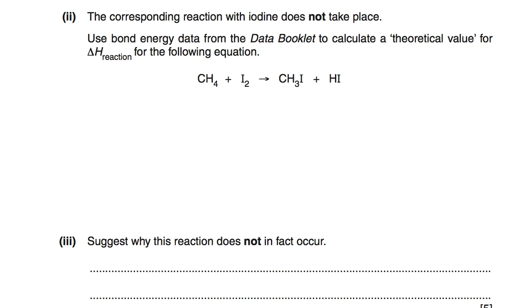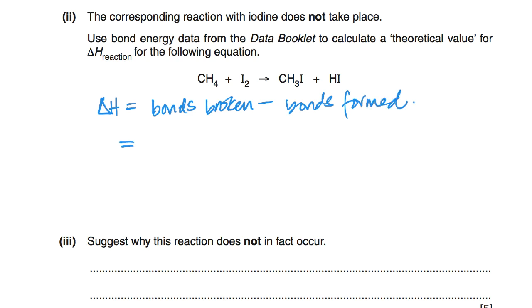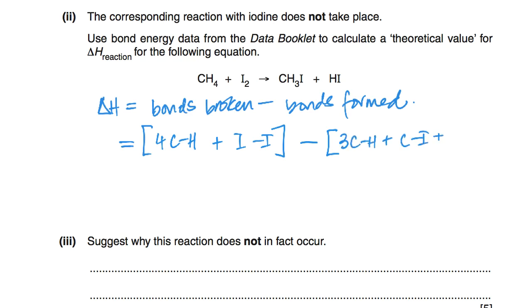One was simply stating delta H is the enthalpy of bonds broken minus the enthalpy of bonds formed, and then you are to write all the bonds that are broken. How many bonds are broken? Four CH bonds are broken, and one II bond is broken. And what is formed? 3 CH, 1 CI, and 1 HI. Now you could add all of these values in brackets, minus all of these values here, and solve for delta H, and you do that, you get plus 22.